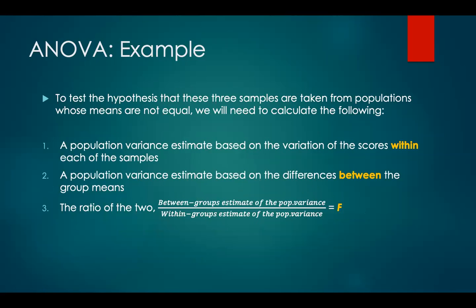So to test the hypothesis that these 3 samples are taken from populations whose means are not equal, we'll need to calculate the following: a population variance estimate based on the variation of the scores within each of the samples, the population variance estimate based on the differences between the group means, and the ratio of the 2, so that is the between groups estimate of population variance and the within groups estimate of population variance. And if you recall from last week, this is referred to in ANOVA as F, which is our primary test statistic for testing differences on a dependent variable between multiple independent variable levels or groups.